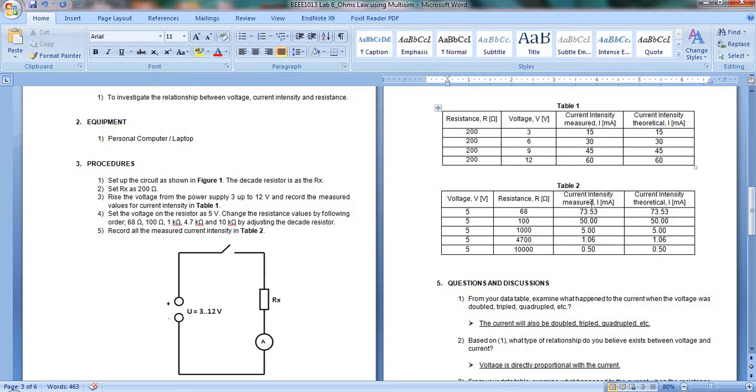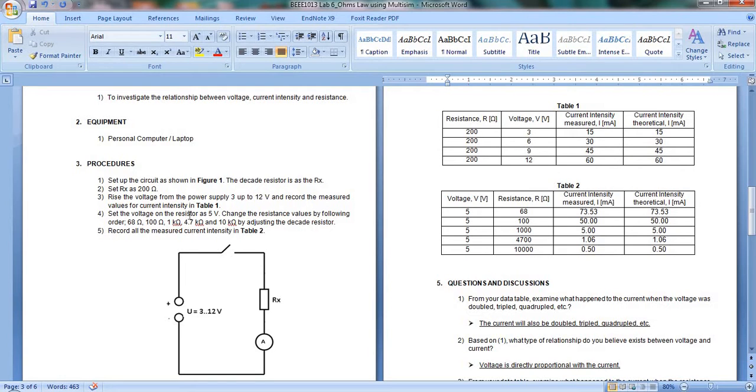and this is the overall for the first part of this lab I measured, and this is the calculated theoretical value, using the Ohm's law formula V equals IR, and this is the value.